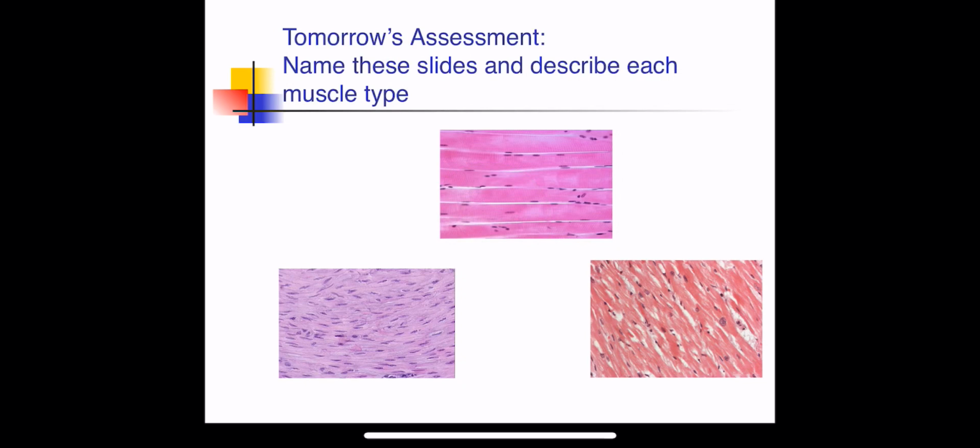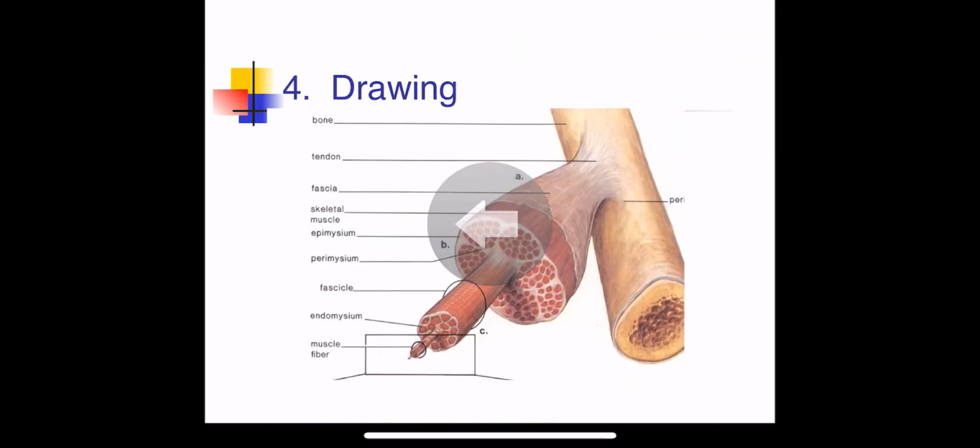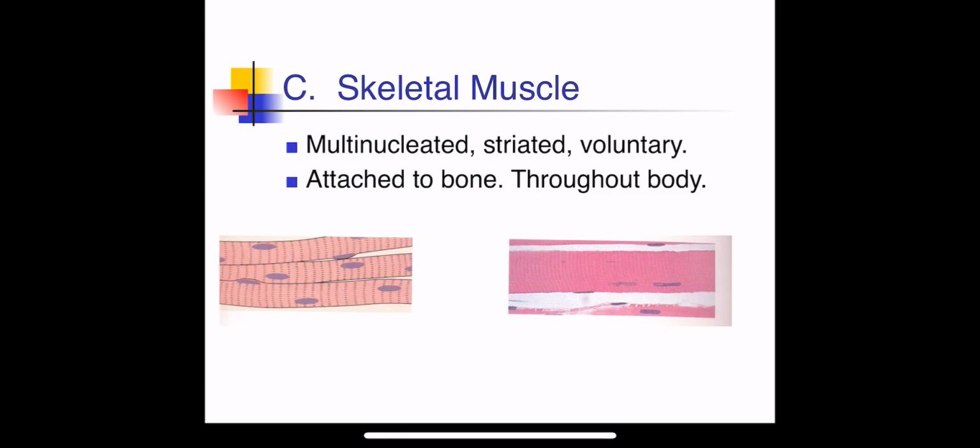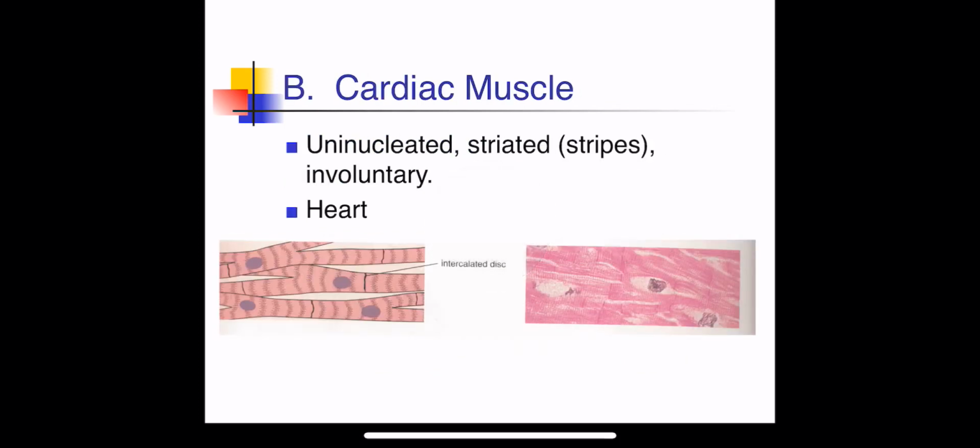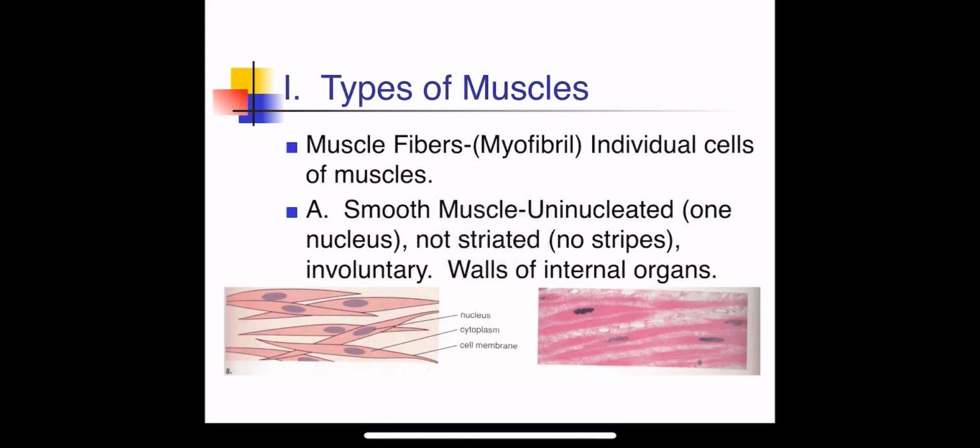You got to tell me which ones are they. Are they skeletal muscle, multinucleated, striated, voluntary, and throughout your body? Is it a cardiac muscle, uninucleated, striated, involuntary in your heart? Or is it a smooth muscle, uninucleated, not striated, involuntary, and found in your organs?